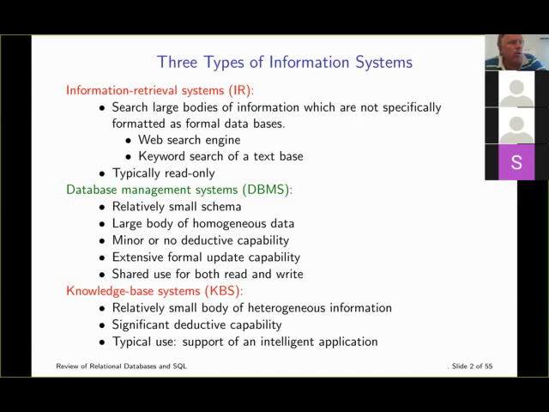Not so popular anymore is the idea of a knowledge-based system. The idea is that you have a small body of heterogeneous information and then significant deductive capability. Usually it's in support of an intelligent application. Broadly conceived, a lot of the neural models now fit into this. It draws conclusions from the data it has, and it usually has a fairly diverse basis in terms of the data going in.